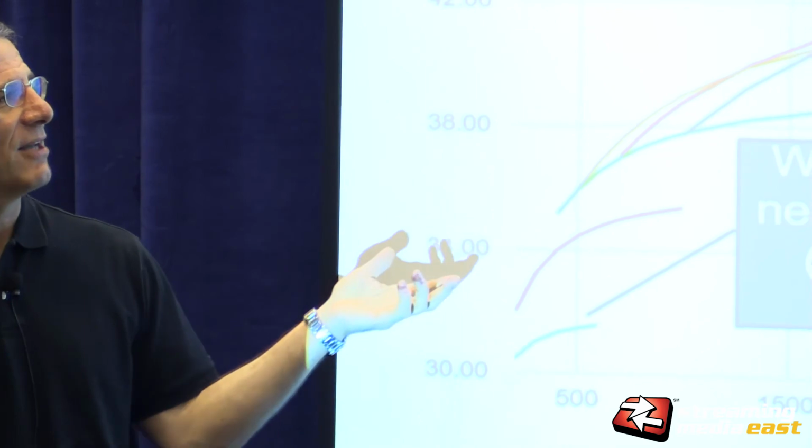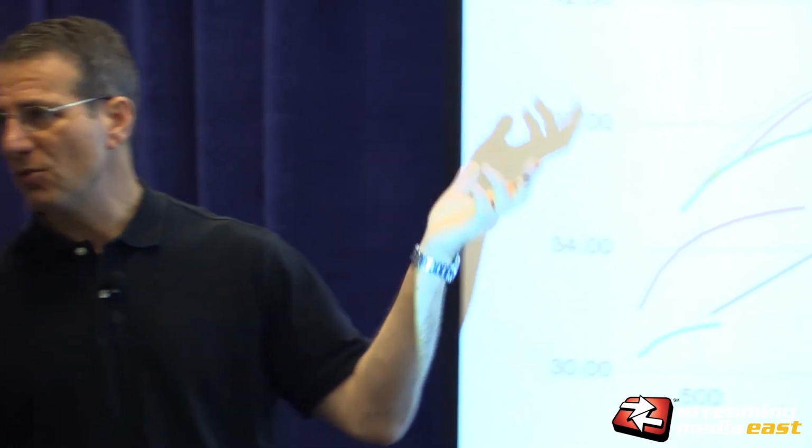So all this stuff is really, really simple once you have the data. And this is an H.264 curve. What's this going to look like with HEVC? What do we think is going to be different?